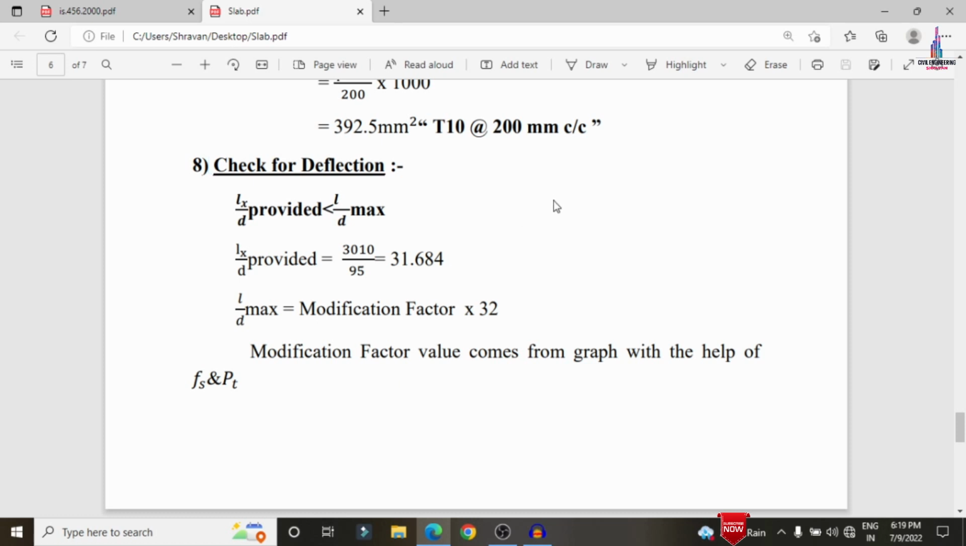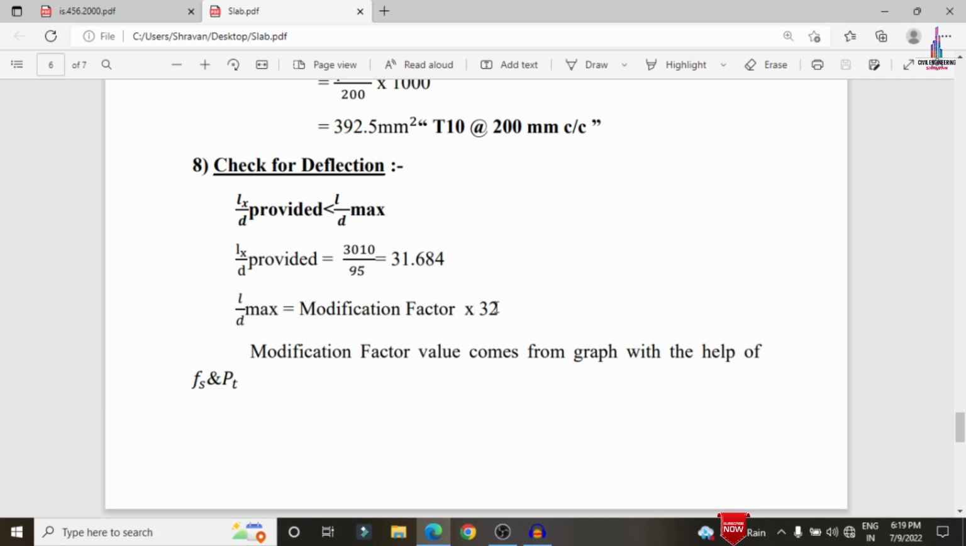Okay, so deflection check: the length of the shorter span Lx divided by d provided should be less than L divided by d maximum. This is the formula we have to follow. Lx by d provided equals 3010, the length of the slab of the shorter span, divided by the effective depth of 95, so that we get the value 31.684. So L by d maximum equals the modification factor multiplied by 32.